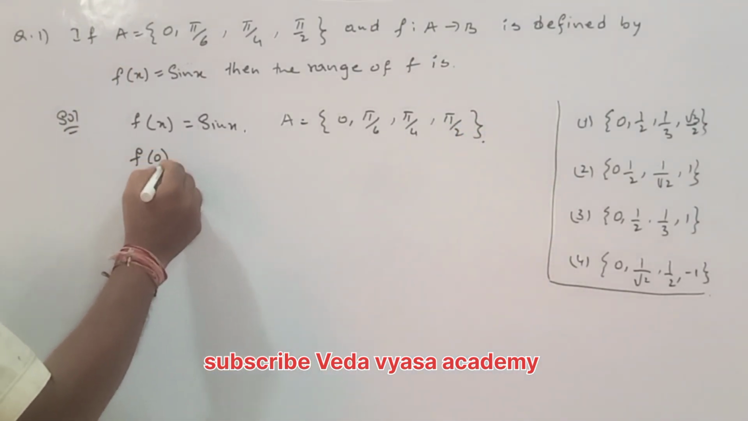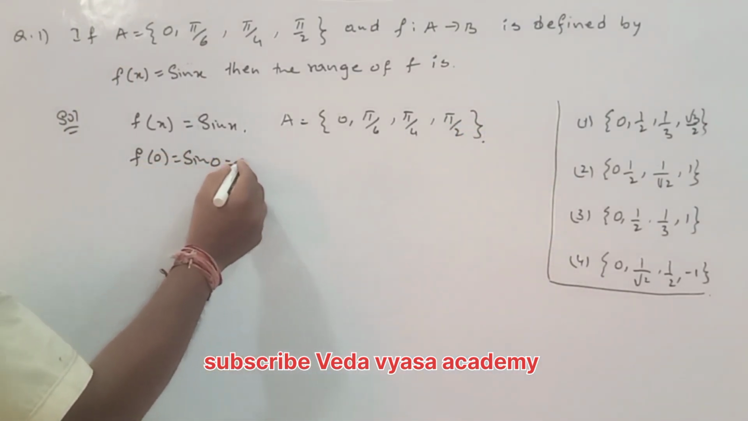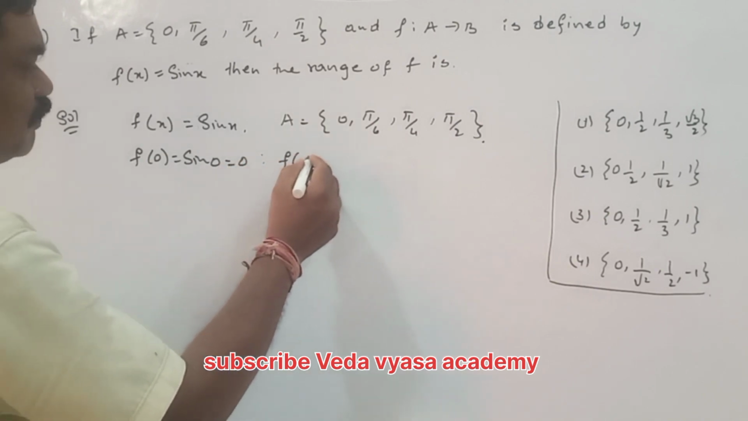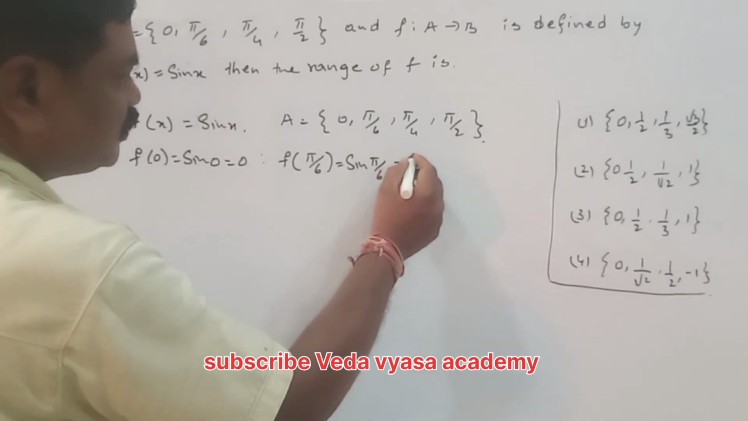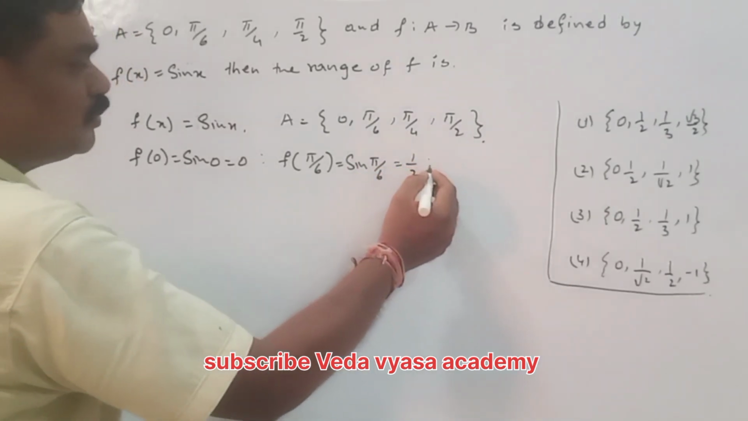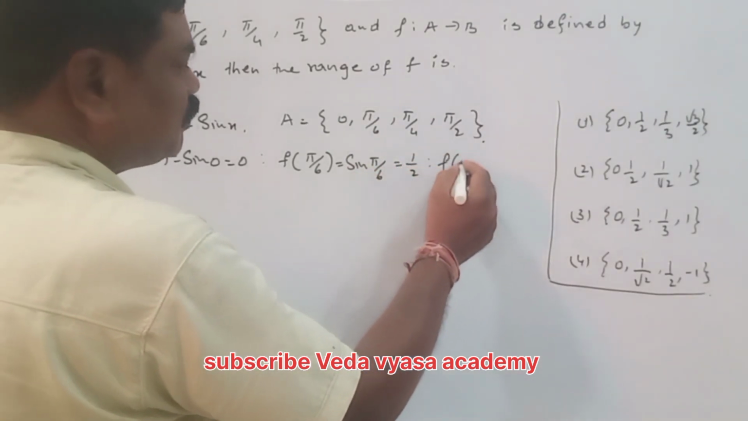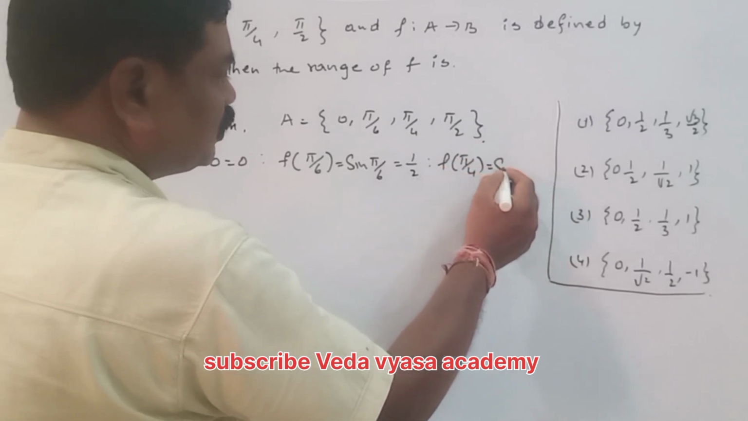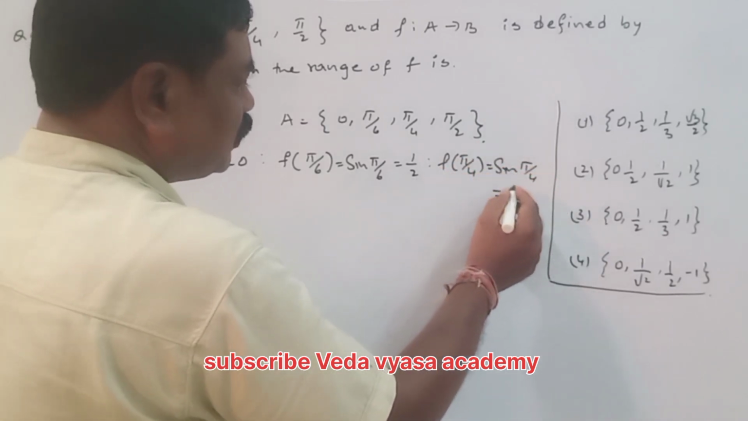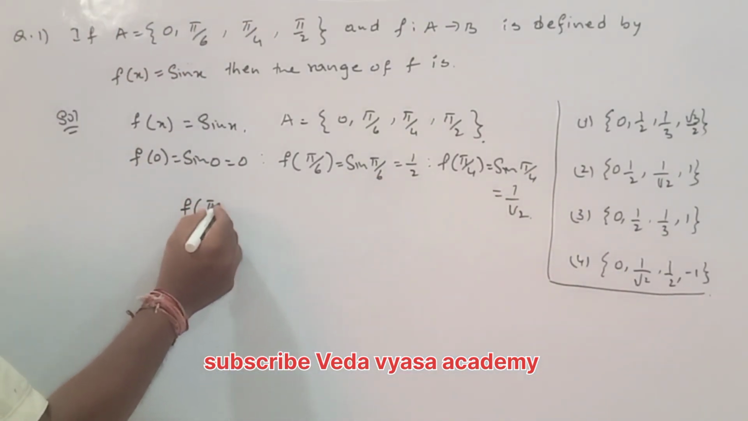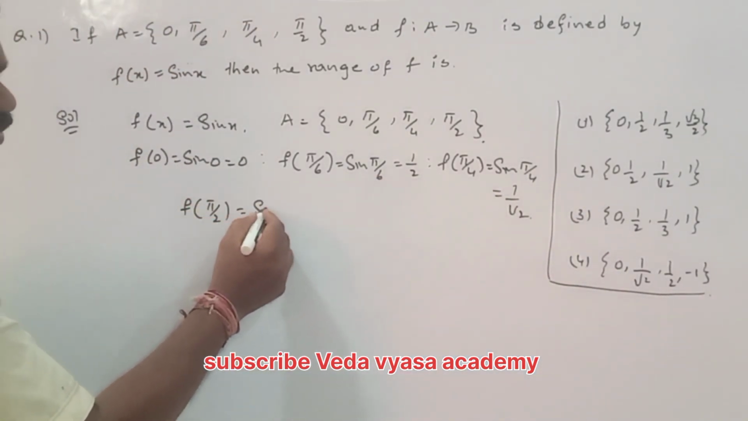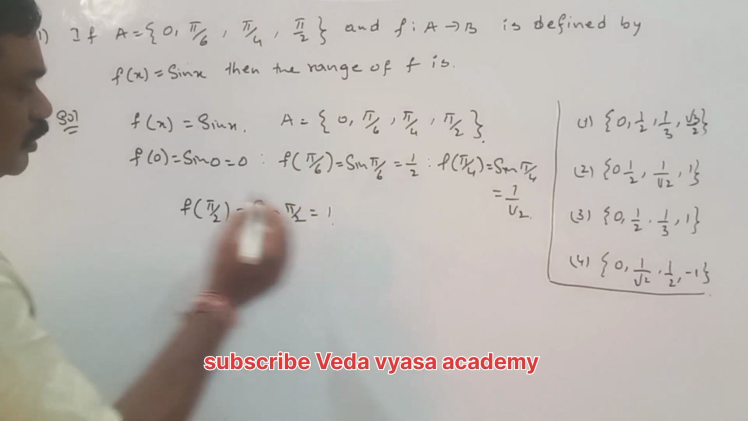So f of 0 is equal to sin 0 is equal to 0. F of pi by 6 is equal to sin pi by 6 is equal to 1 by 2, and f of pi by 4 is equal to sin pi by 4 is equal to 1 by root 2, and f of pi by 2 is equal to sin pi by 2 is equal to 1.